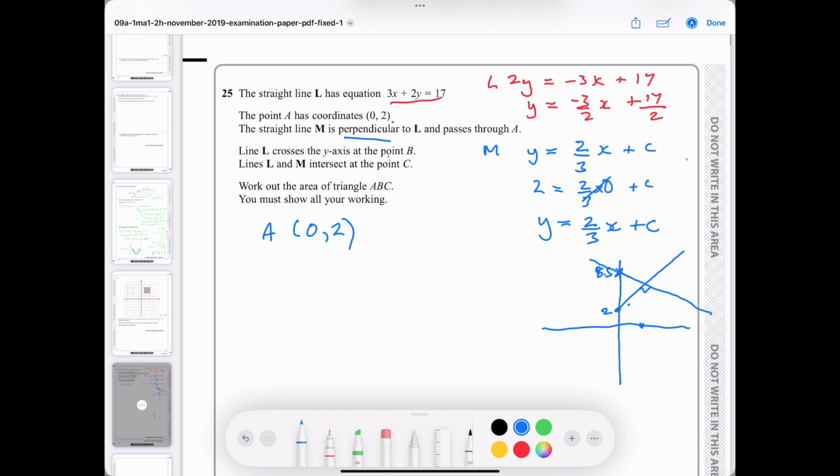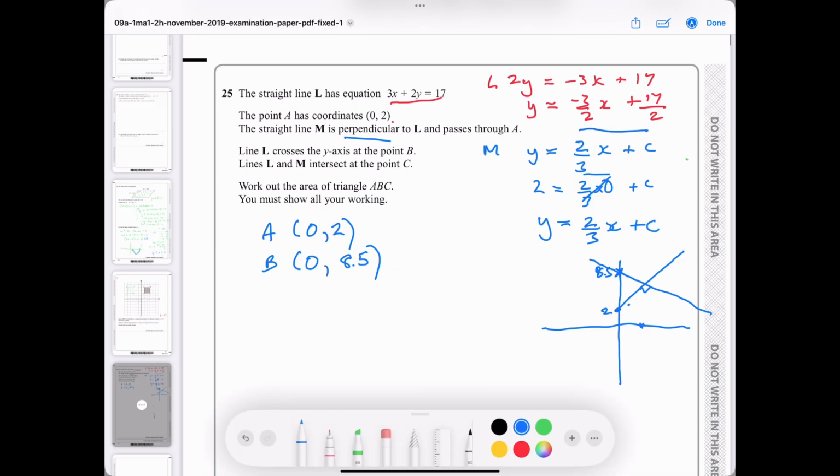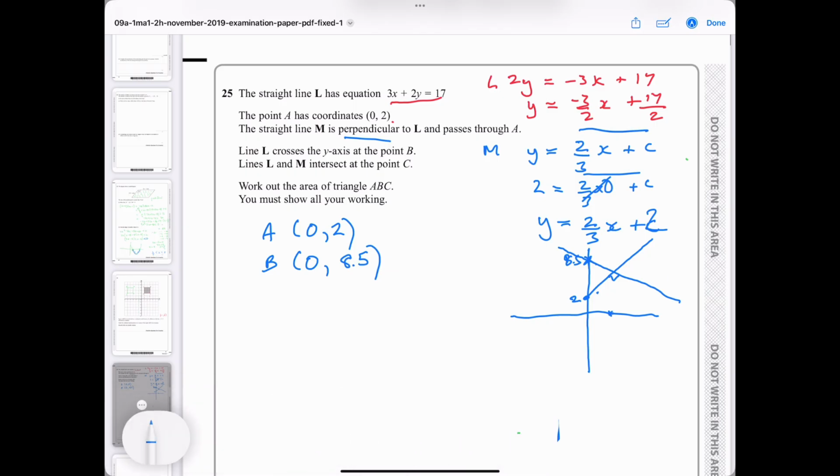So line L crosses the y-axis at point B. So that's at 8. Line L crosses the y-axis at point B. So B is 0, 8.5. And then lines L and M intersect at point C. So that means that if y equals this and y equals that, when they're the same, that's the answer.